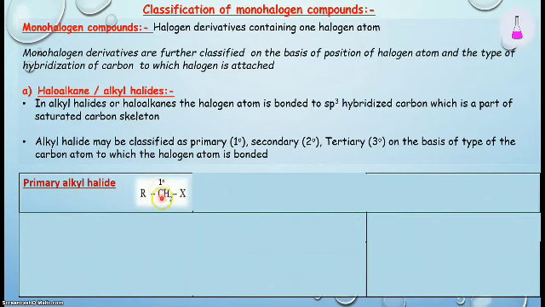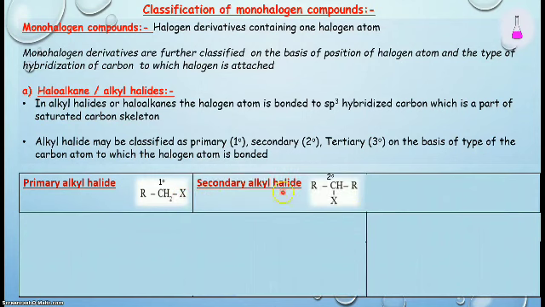What is this primary carbon atom? Primary carbon atom is bonded to only one other carbon atom. So this halogen is bonded to primary carbon atom, while in the secondary alkyl halide, halogen is bonded to secondary carbon atom. Now again, what is this secondary carbon atom? Secondary carbon atom is bonded to two other carbon atoms.